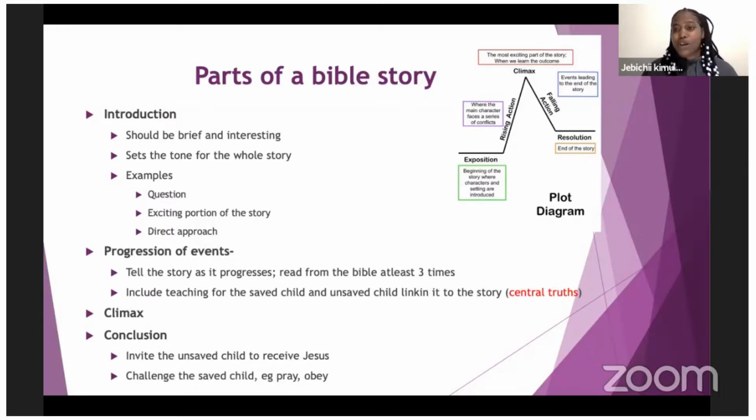Then afterwards you come to the climax, which is the most exciting part of the story. Finally, the problem has been solved. The main character's problem has been solved, and he's okay now. His problem has been taken away. Then you go to the conclusion.